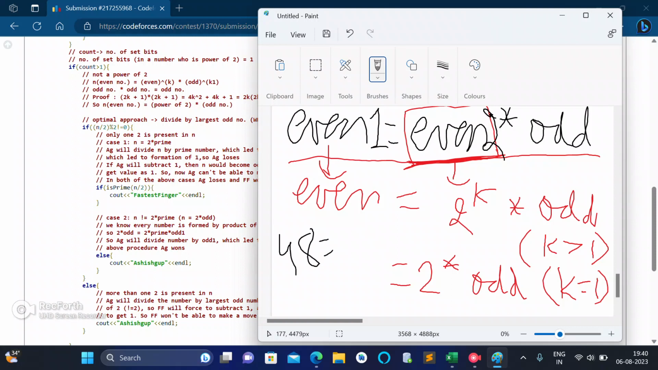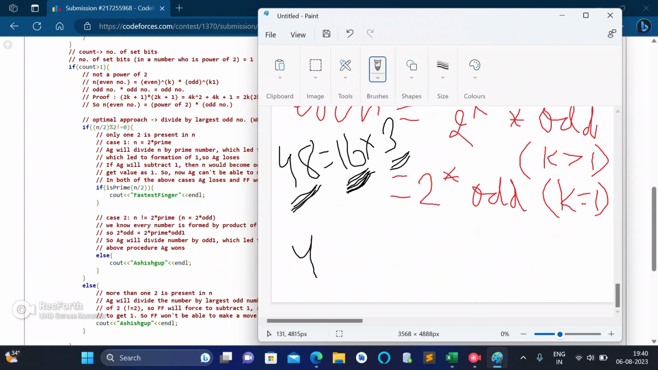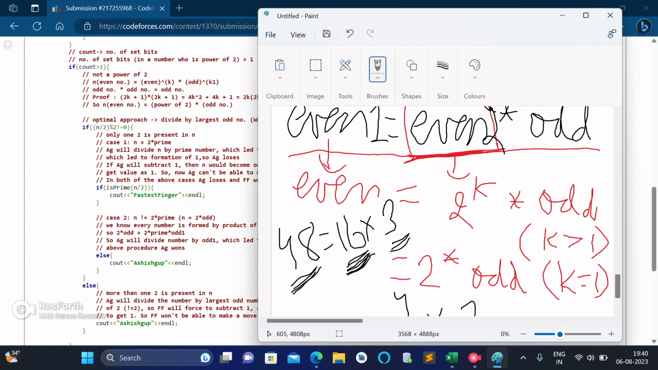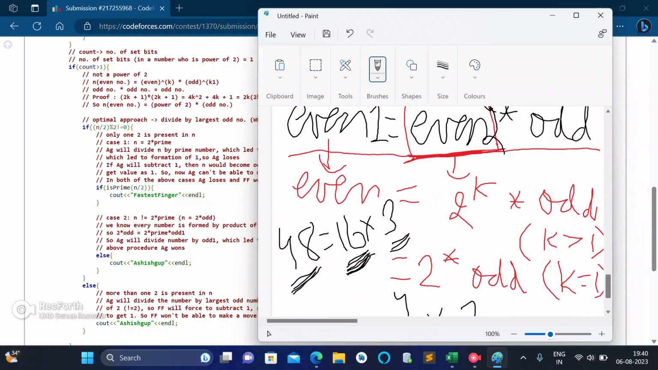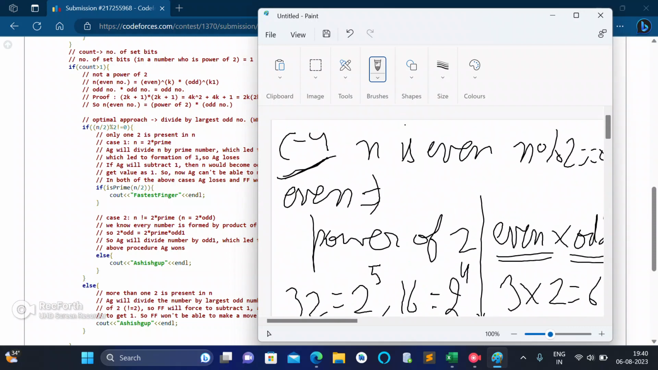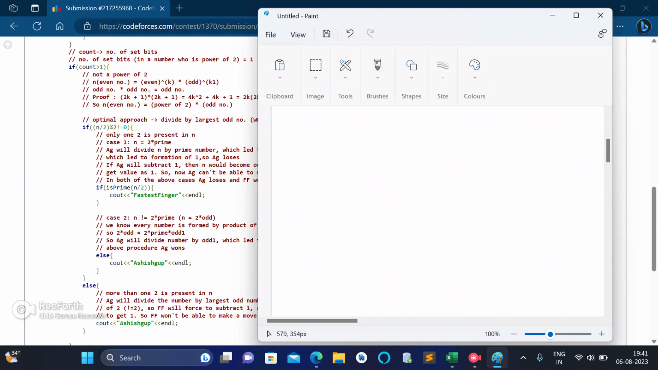For example, let's take the example of 48. 48 can be represented as 16 into 3, where 48 is even, 16 is even and 3 is odd. And you can write 48 as 2 raised to the power 4 into 3. So you can see that the even number 48 can be represented as 2 raised to the power 4, that is a power of 2, into some odd number, that is 3. Okay, so let me write this case above again.